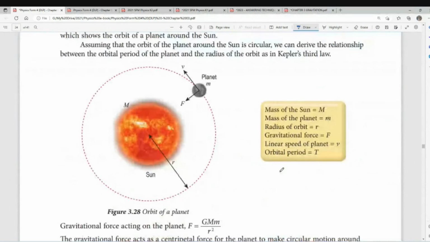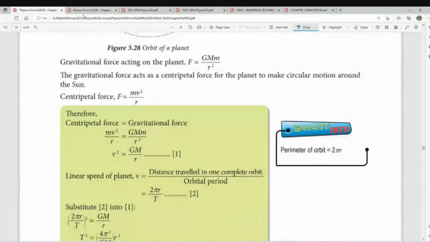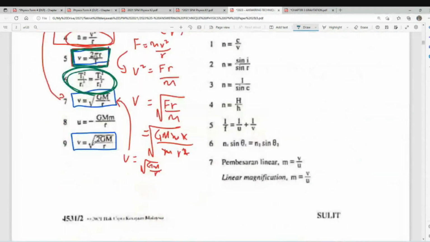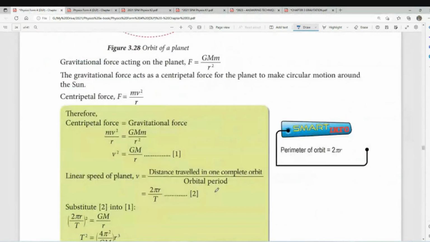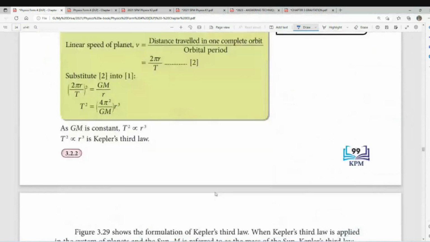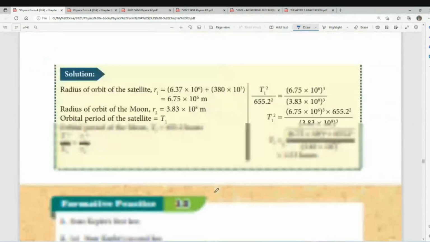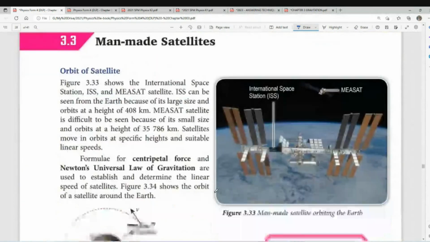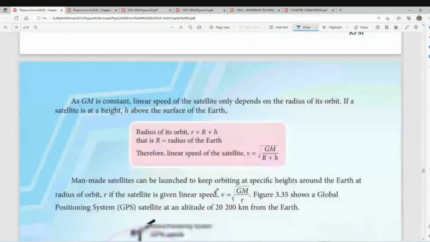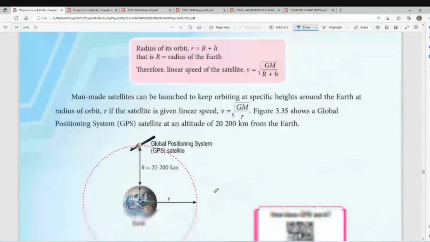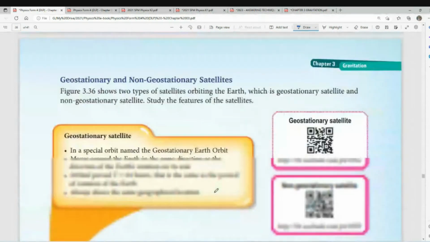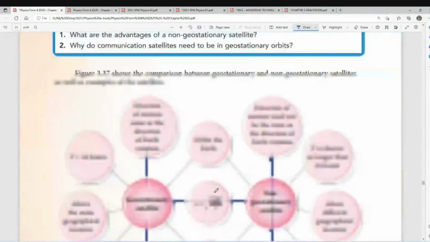Okay, and next one. This one is specifically used to determine the energy, that is, to determine the escape velocity. So the next focus is the satellite. On the man-made satellite, the important thing you need to know is the escape velocity, because this is the only one that we discuss here.